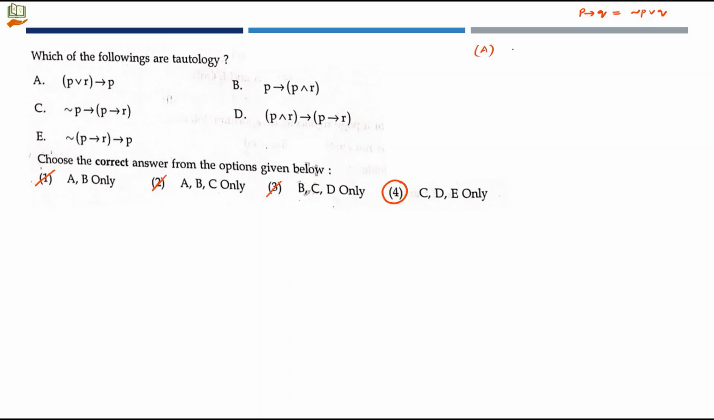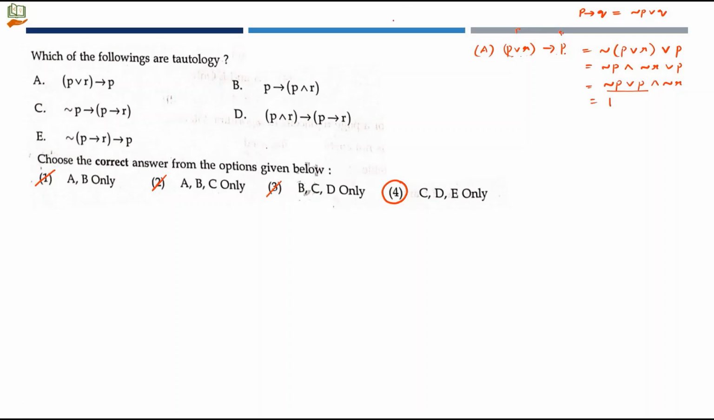Let's take the A expression. P or R implies P. Now we have to consider this expression to be P and this one to be Q. Not (P or R) or P. This is equal to, we have to apply the negation inside. Negation of P, negation of R will become and, then it is negation of R or P. Now when you group them, this will be not P or P and negation of R. This will be equal to 1.